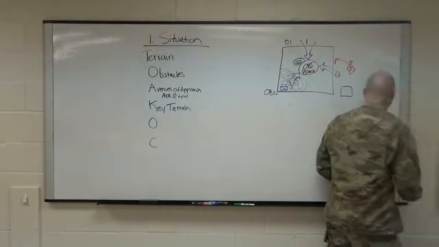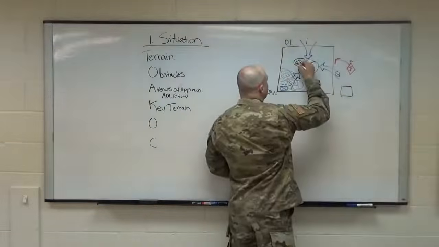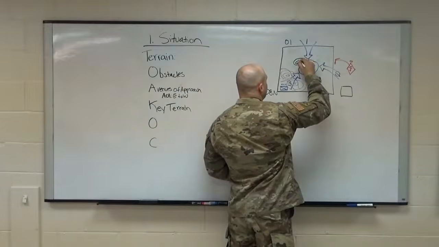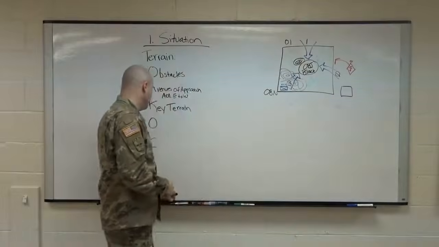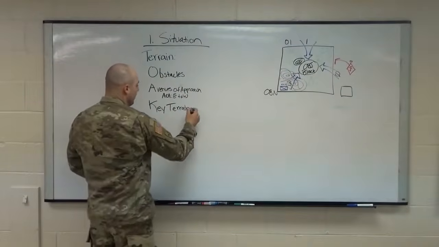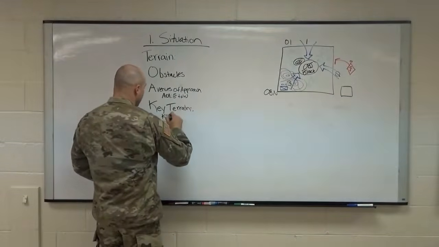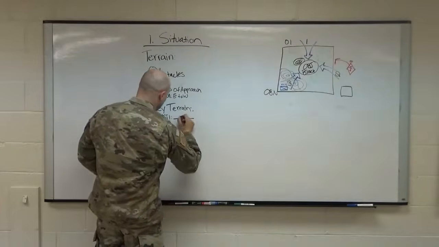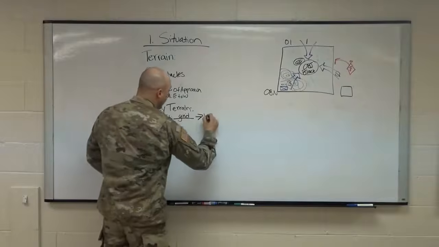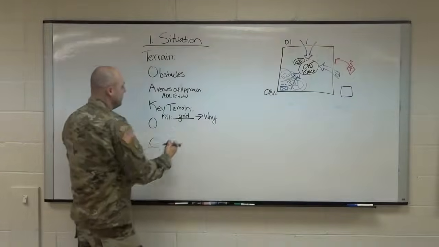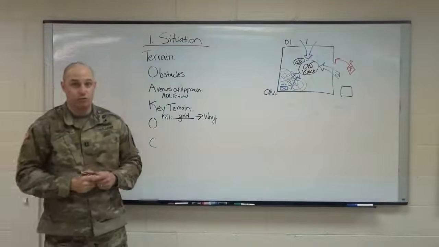Key terrain is typically marked with purple. It doesn't have to be. If you don't have the space, this is still a piece of key terrain. So let's say on this objective I only have one key terrain. Well, I'm going to label it again, just like I did the avenues of approach. I'm going to go KT1. I'm going to give the grid for where it's located, and then I'm going to say why. Why is this piece of terrain key terrain?